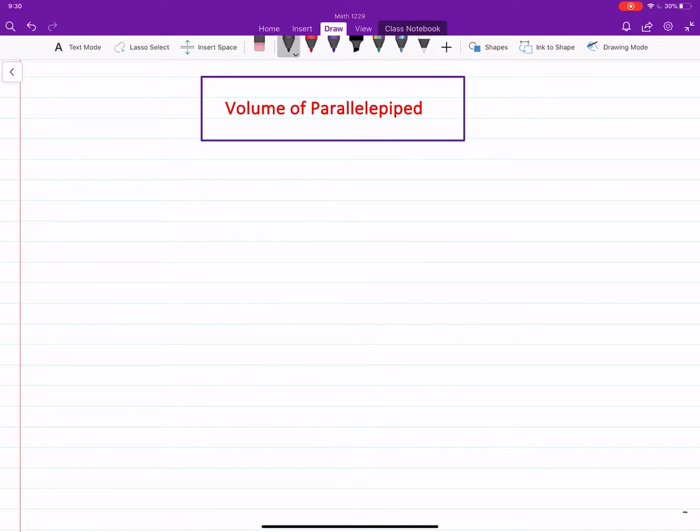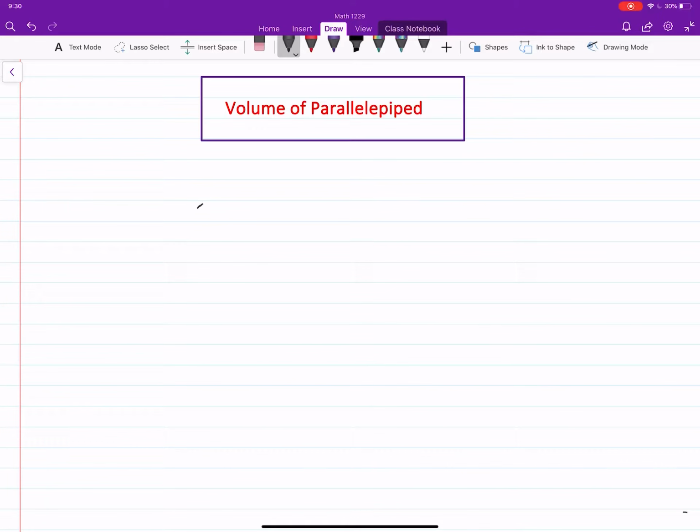Hi, in this video we will learn how to find the volume of a parallelepiped in R3. Well, let's see first what a parallelepiped is. It is basically the three-dimensional version of a parallelogram.